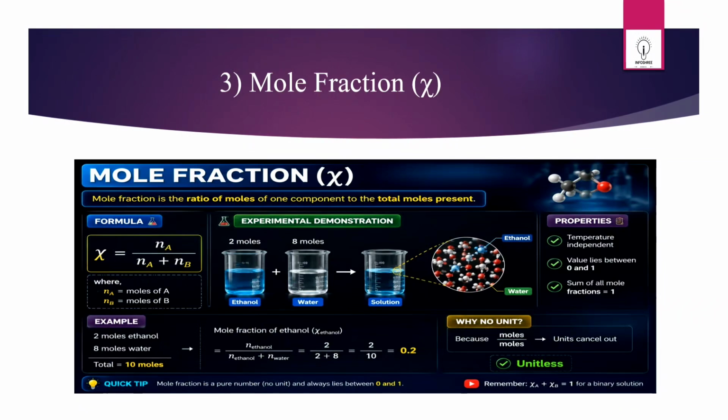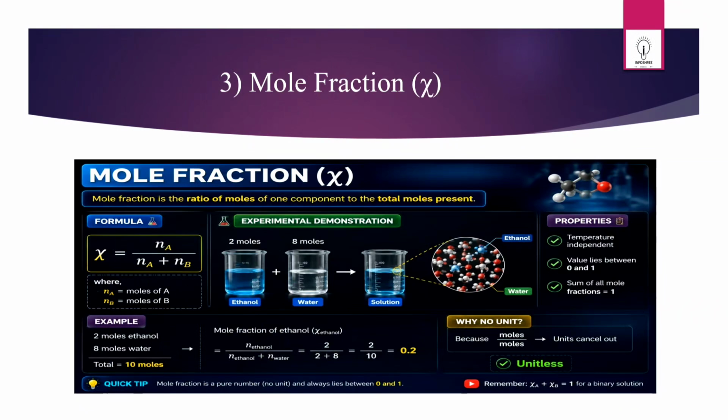that becomes 0.2. This mole fraction has some properties: it is temperature independent, the value lies between 0 and 1, and the sum of all mole fractions is 1. These are the properties of mole fraction.